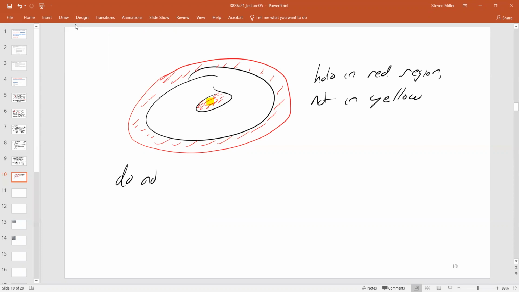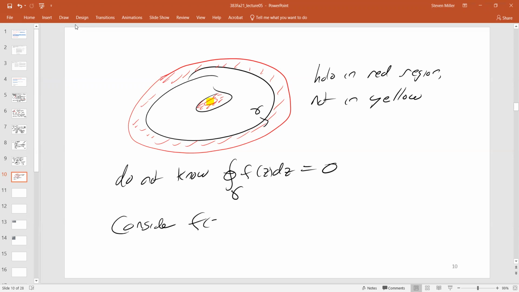So we do not know, if we call this gamma, that the integral over gamma of f of z dz equals 0. Can anybody think of a function that might be holomorphic in the red region, but not in the whole disk? Excellent. So consider f of z equals 1 over z. This is differentiable if we stay away from 0. And this function is not going to integrate to 0 along gamma.